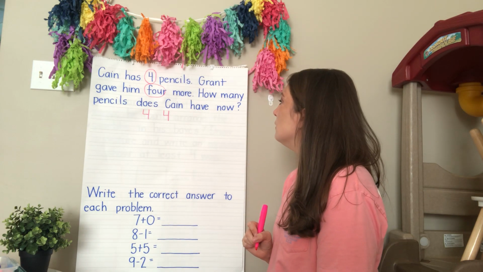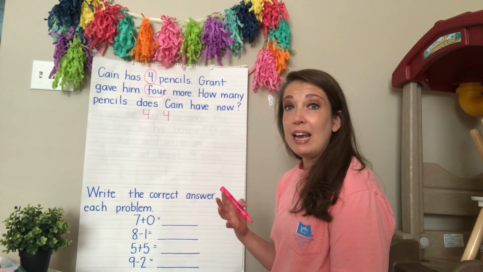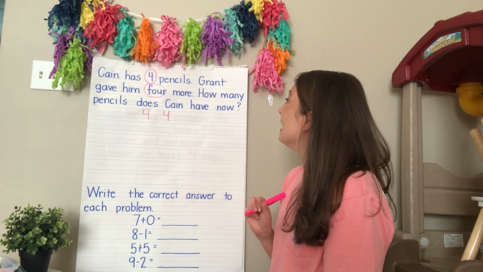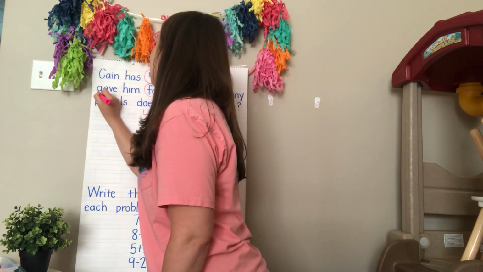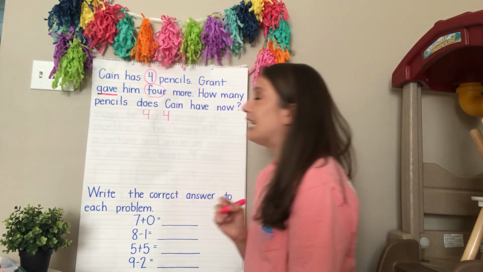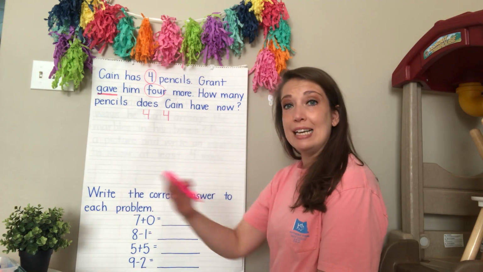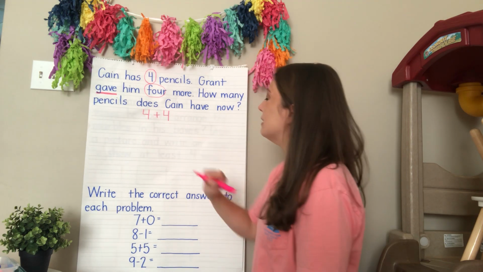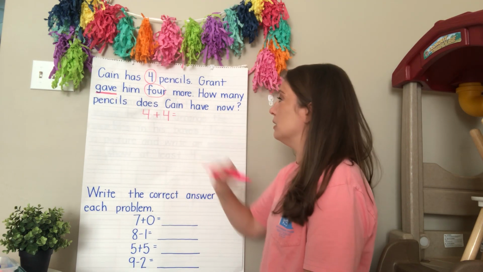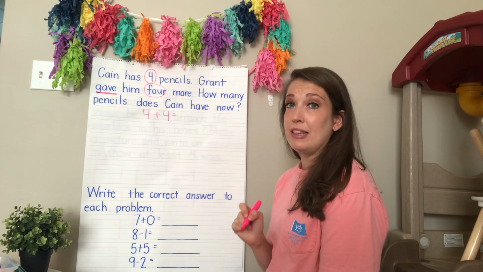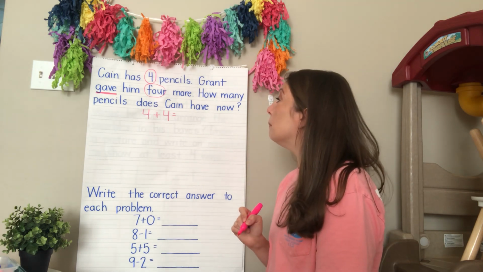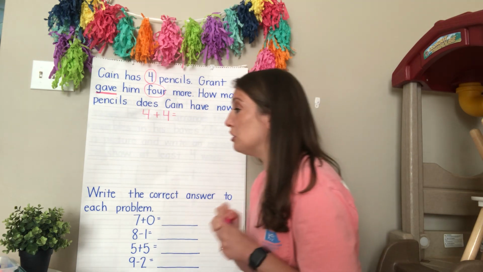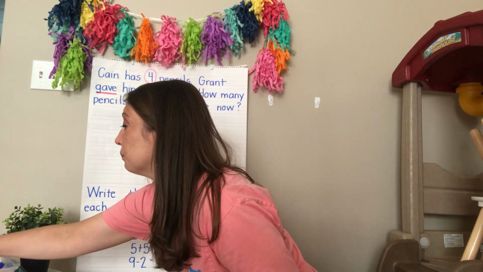How many pencils does Cain have now? So now I have to decide, do I add or do I subtract? Well, it says that Grant gave him. So if Grant gave him, he's going to be adding to the pencils that he already had. So I'm going to put the plus sign and then the equal sign. So we know that our equation that we're trying to solve is 4 plus 4 equals blank. All right, now you can solve this using any strategy that you want to.